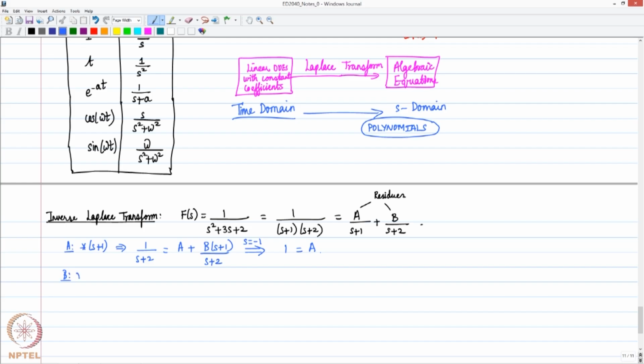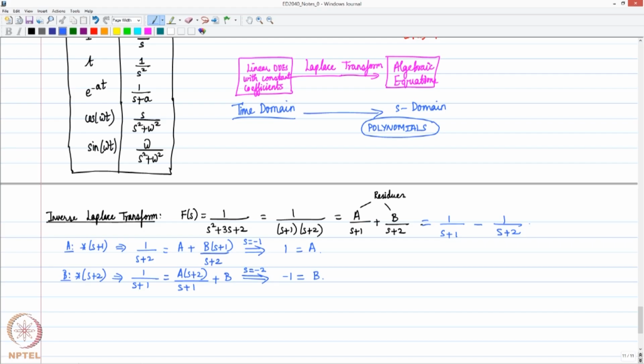Similarly, I hope now you get the point, right. If I want to find B, I multiply both sides by s plus 2, and we are left with 1 divided by s plus 1 on the left hand side, then A times s plus 2 divided by s plus 1 plus B, and now I need to substitute the root of s plus 2, that is s equals minus 2. So I get minus 1 on the left hand side, the A term vanishes at s equals minus 2, and I am just left with B. As a result, this partial fraction expansion is going to be 1 divided by s plus 1 minus 1 divided by s plus 2.